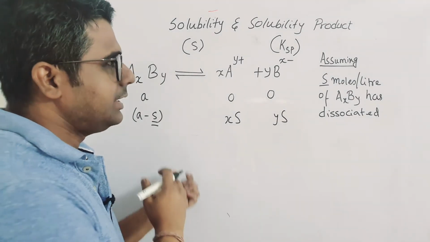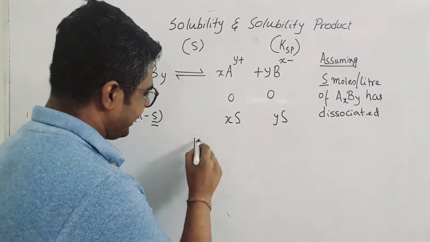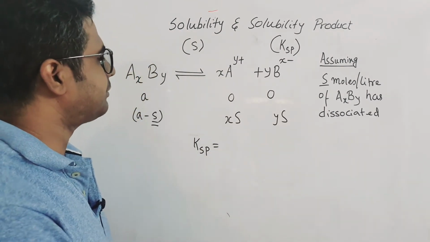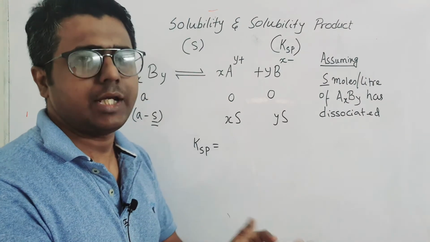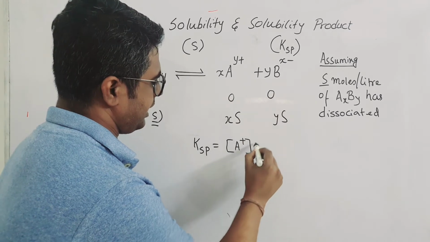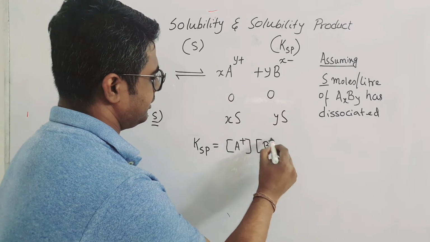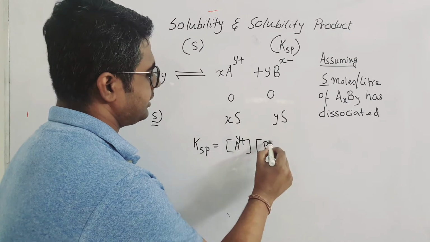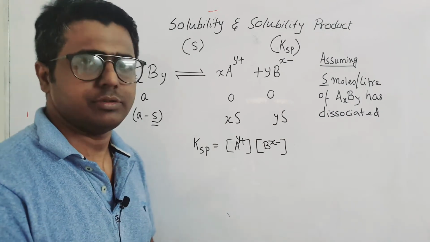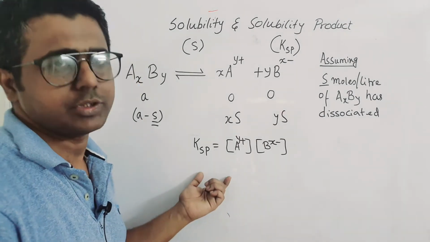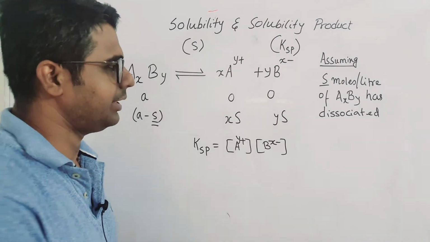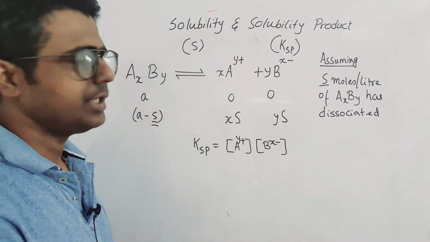So in the last class we have already found out the expression of Ksp. So what was the expression of Ksp? The Ksp expression is the concentration of the ions inside water, right? Concentration of ions inside water. So here it is A y plus, here it is B x minus. So we are going to multiply the concentration of ions inside water, right? This was Ksp, solubility product. Now this condition only prevails at equilibrium.